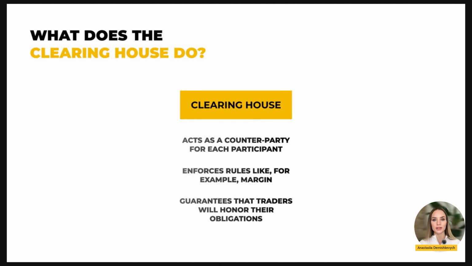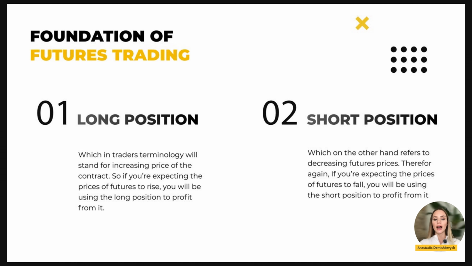Now let's look at the two main positions that you can take in the futures market: the long position and the short position. A long position is when you buy a futures contract expecting the price of the asset to increase. Essentially, you are betting that the price will rise, so you can sell it at a higher price later in the future. For example, if you believe that oil prices will rise, you would take a long position in crude oil futures.